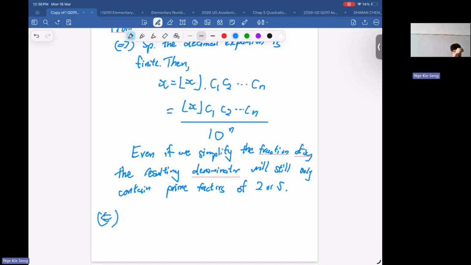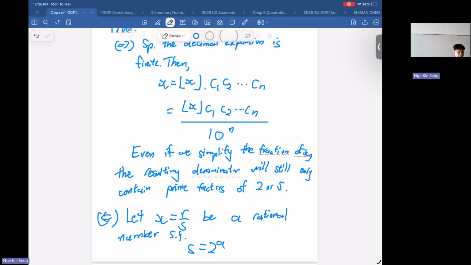Okay, let's look at the other direction. So the other direction is more interesting. Suppose that you have a rational number such that the denominator is a power of 2 or 5. Meaning your x will look something like 2 to the a times 5 to the b.